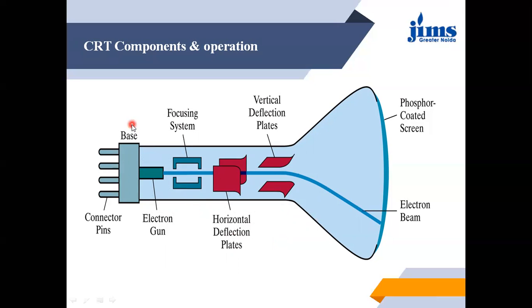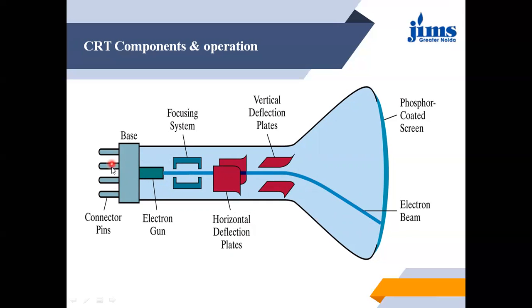This is the CRT components and operations. CRT means cathode ray tube, so we will discuss the operations on the components of the cathode ray tube. In the cathode ray tube, the operation is performed by an electron beam, and the electron beam is generated through the electron gun.